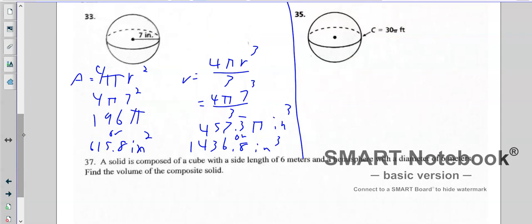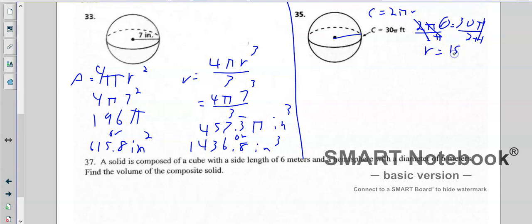All right, circumference is 30 pi. Well, the problem is we need the radius. Remember, circumference is 2 pi r. So 2 pi r equals 30 pi. I'm trying to find r, so I'm just going to divide by 2 pi. Pi's cancel. The radius is 15. Simple enough.